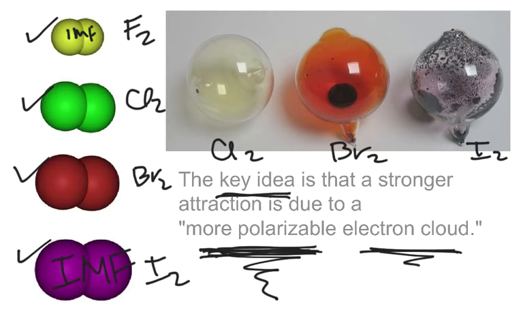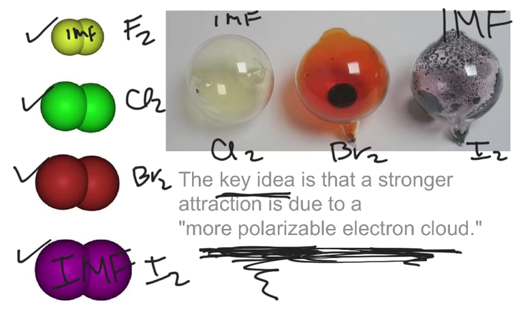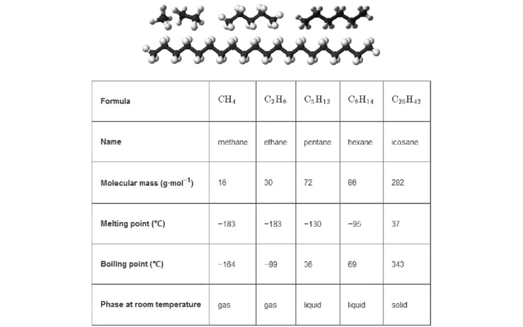So fluorine is a gas, chlorine is a gas, bromine is a liquid, iodine's a solid, and we can see that we have these different phases because they have different strengths of intermolecular force. This has very strong intermolecular forces. Okay, chlorine must have very weak intermolecular forces. And it's all because it's a more polarizable electron cloud. You definitely want to use those words when you're talking about London dispersion forces: more polarizable electron cloud.